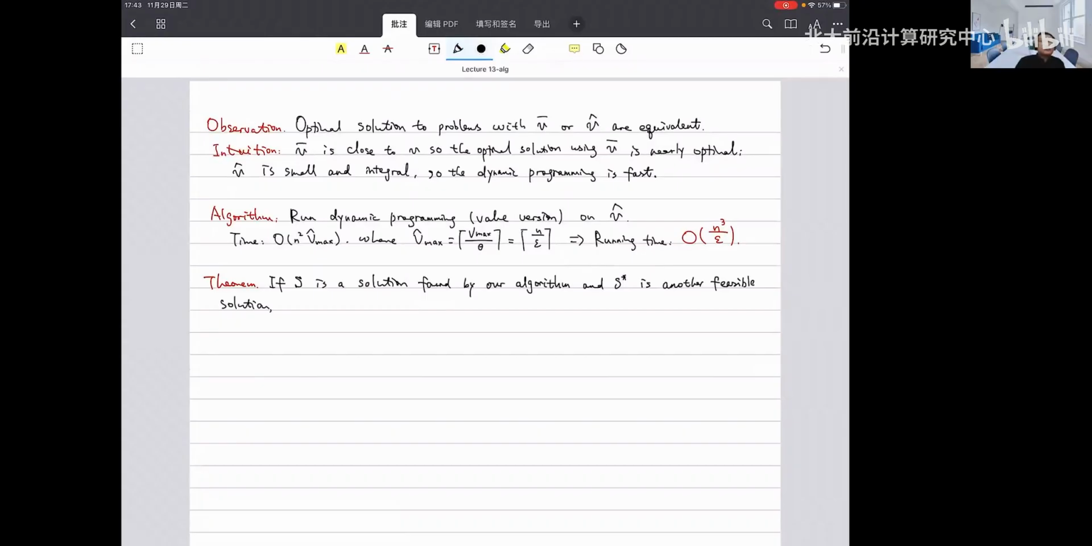Here the proof is a little bit general. We not only prove that we are epsilon close to the optimal solution, but in general we can prove that (1 plus epsilon) times the sum over i in S of Vi should dominate all the other possible solutions. For any other feasible solution S star, they are going to have this.